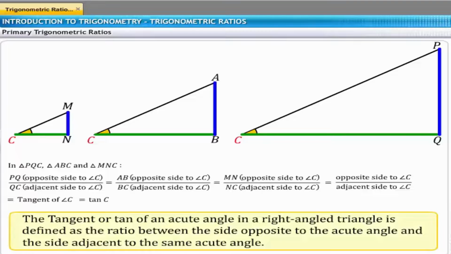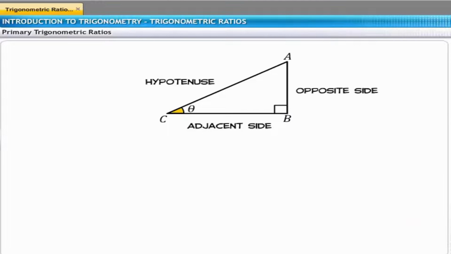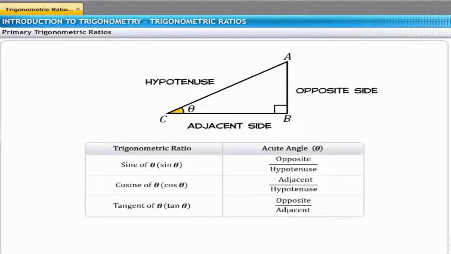The tangent or tan of an acute angle in a right-angled triangle is defined as the ratio between the side opposite to the acute angle and the side adjacent to the same acute angle. Let's recap the three trigonometric ratios that we just discussed. The table shows the trigonometric ratios for an acute angle of a right triangle. The measure of the acute angle is taken as theta.